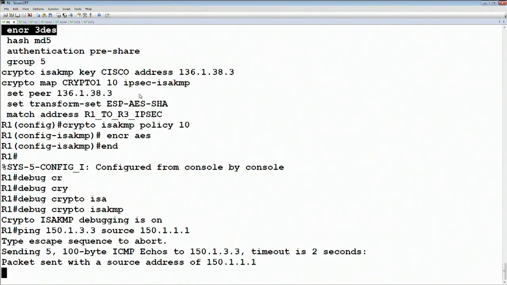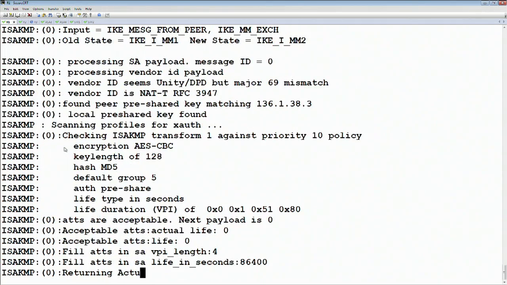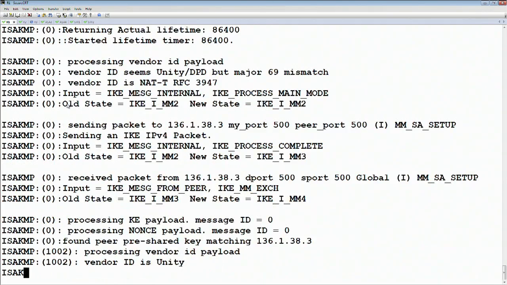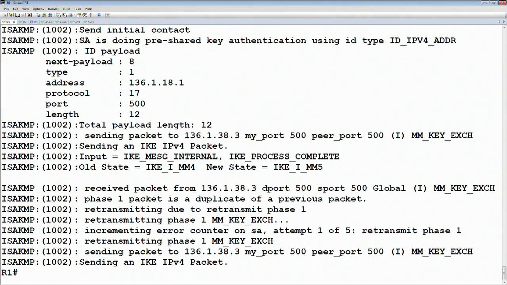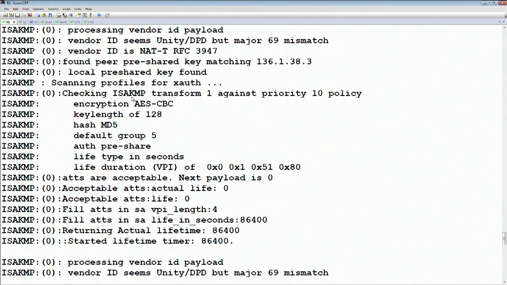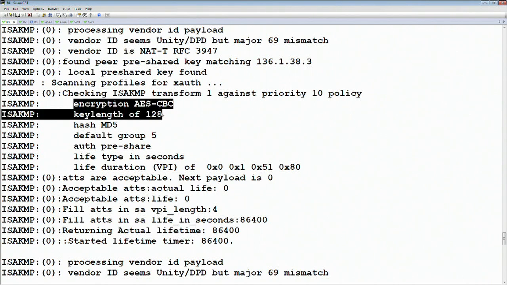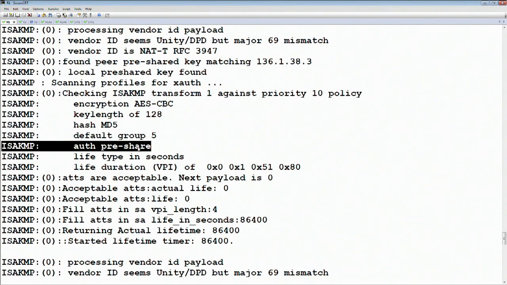Okay, so let's do the ping. Let's see now what happens on router 1. Router 1 said, and it goes by pretty fast there. You have to pretty much know exactly what to look for. Router 1 said the attributes are acceptable. Okay, this means that they exchanged the policy, so they did the ISAKMP proposal, and they agreed on all of the attributes. They agreed they're going to do AES 128, MD5 hash, Diffie-Hellman group 5, and pre-shared authentication.